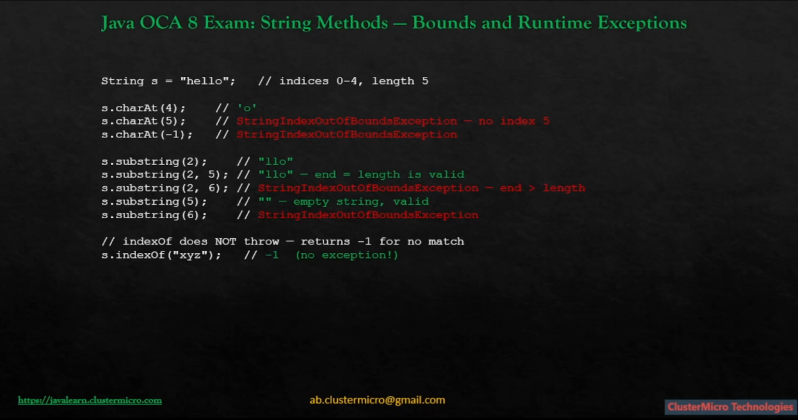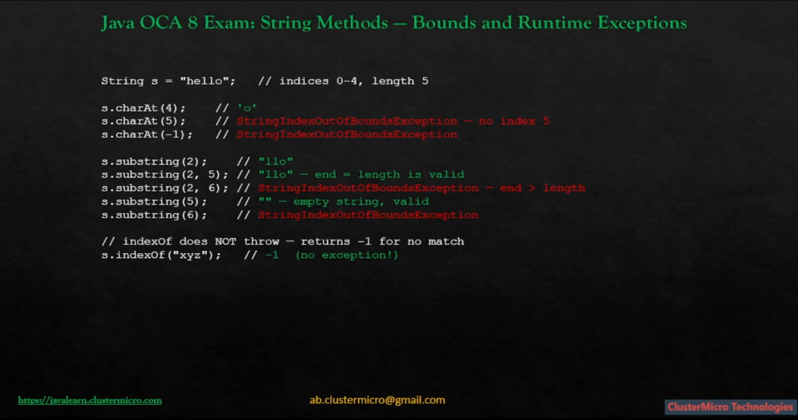Then we have s.substring(5), right? So we will get a double quote, an empty string, right? Begin index of 5 equals the length. There are no characters from position 5 onwards, but this is valid. It returns an empty string. This is an edge case and it surprises people. They expect an exception, but Java says an empty string is a legitimate result. Then we have s.substring(6) and it will be StringIndexOutOfBoundsException. Begin of 6 exceeds the length, right?